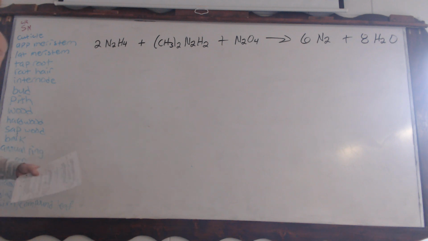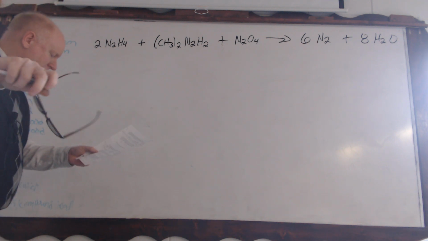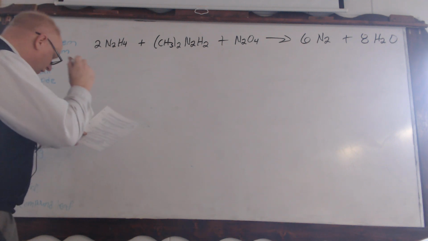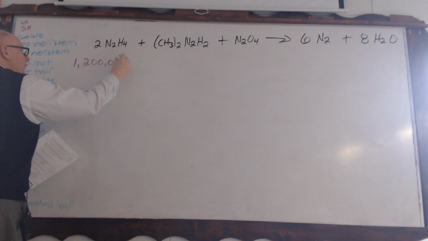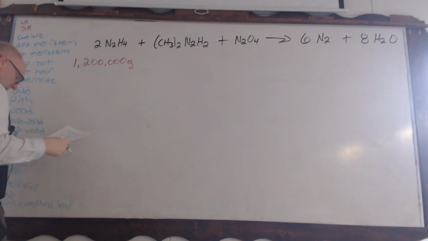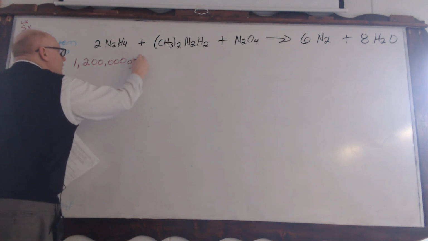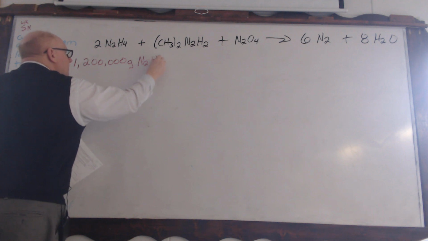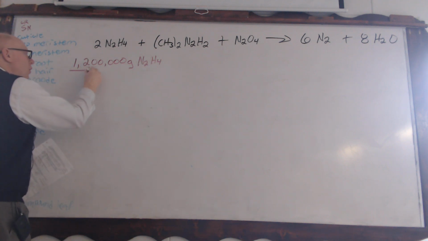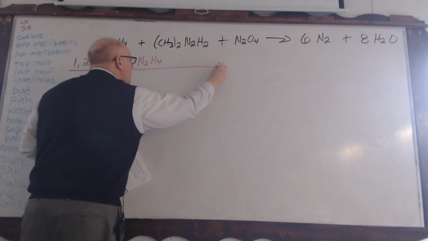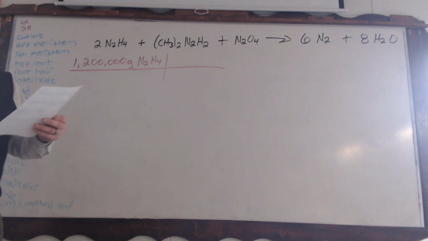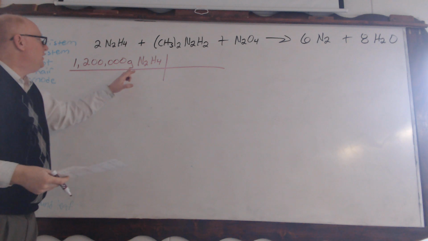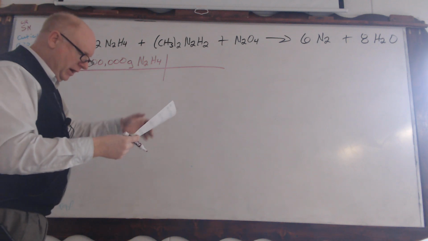Okay, so N2H4, changing that to grams, you'd have how many? That many, right? Okay, and that's N2H4. And I know these numbers are astronomically large. That's why it's a good idea that we're going over them together. So if we see this many grams, we're going to convert it to what?